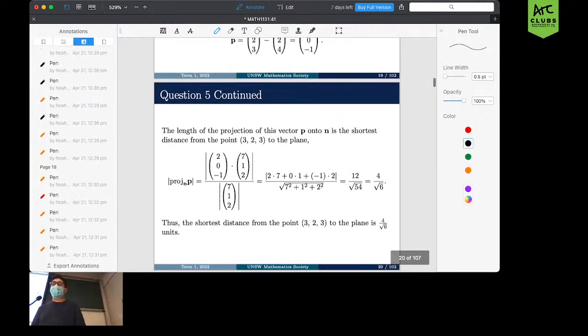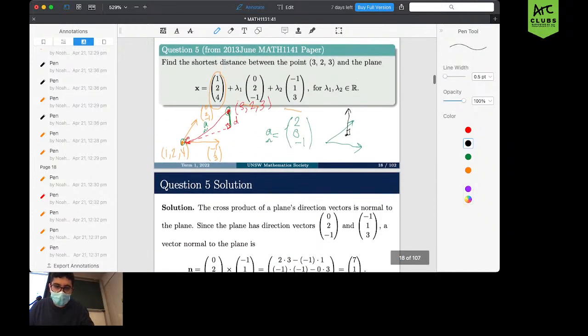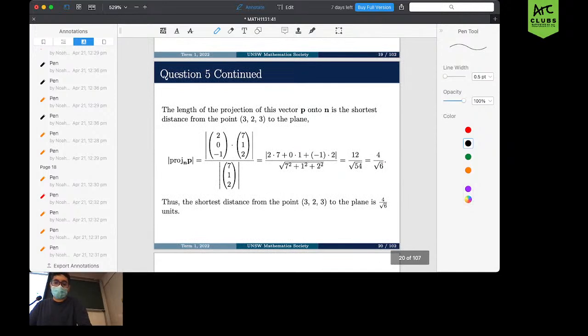And we get the length of projection. I called it A, but in my solution I wrote it as P. The length of that projection is equal to the dot product of the two vectors divided by, sorry, not the dot product, the magnitude of vector n. And after performing those calculations, we get that the length of the projection is equal to 4 on root 6. However, the length of our projection in our diagram here is simply just d. And therefore, we found d to be equal to 4 on the square root of 6.